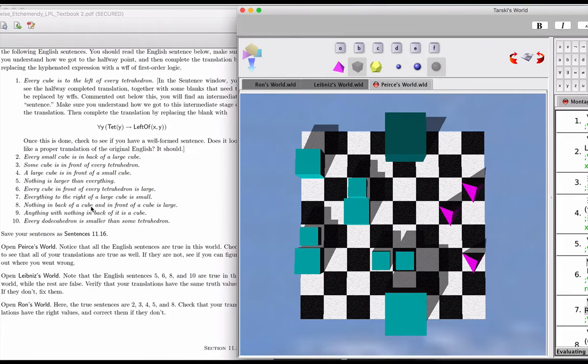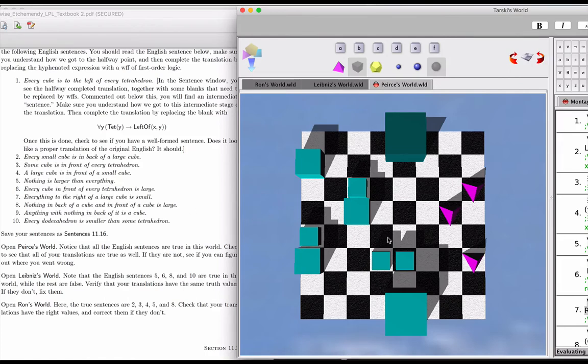We've got the "and," right? It can't be the case that there would be anything that is both back of and front of, right? So it would seem that the reasonable translation here is: if it is either in back of a cube or in front of a cube, then it's not large, right? So let's hold on to that. We'll come back to that in a little bit.